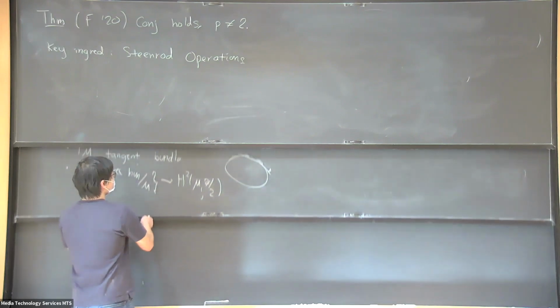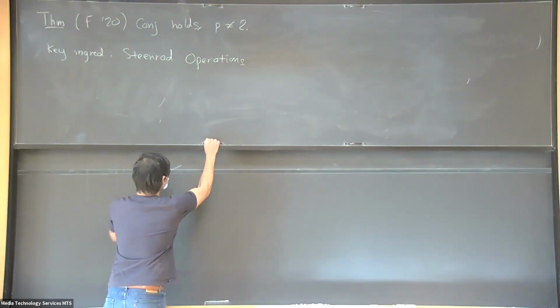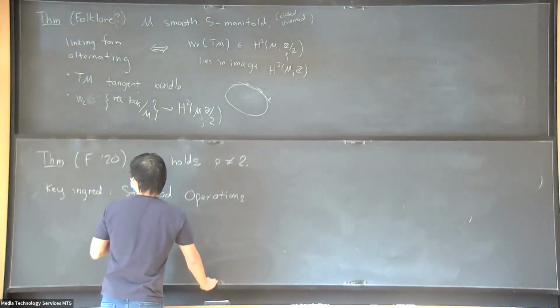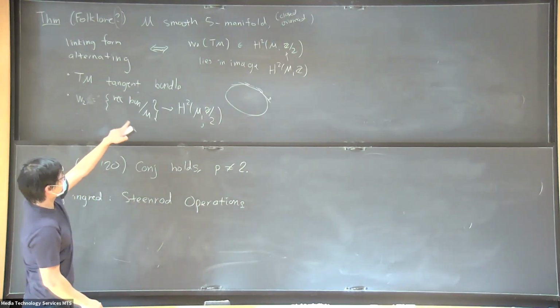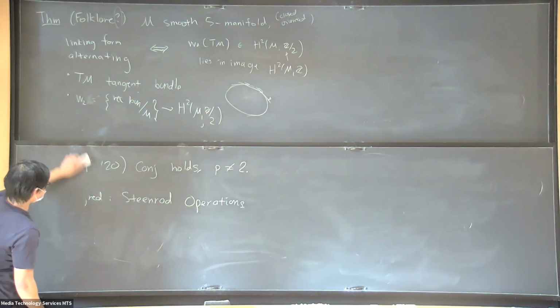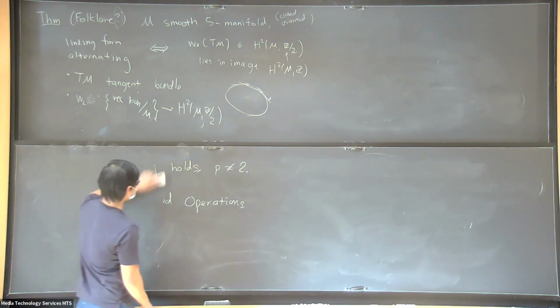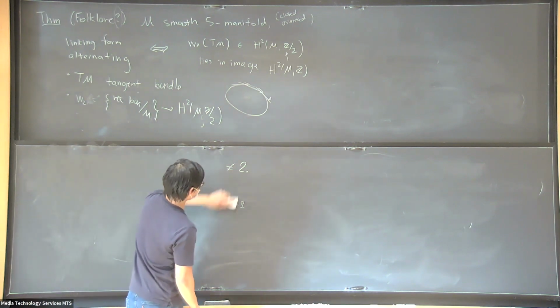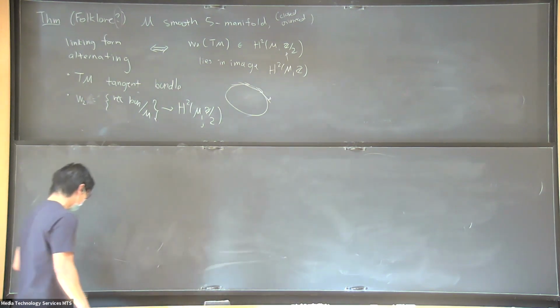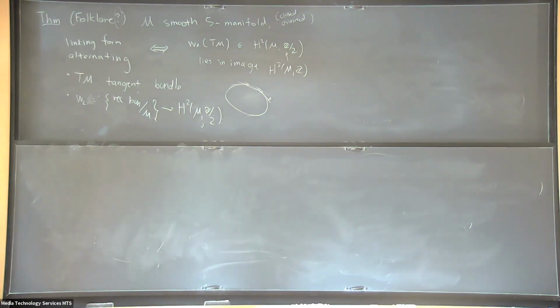So implicit in that is the idea that it should be possible to make sense of these Stiefel-Whitney classes, the Stiefel-Whitney class of a tangent bundle of M, even when M has no smooth structure. So that's what I'm going to explain next, and that's where these Steenrod operations come in.